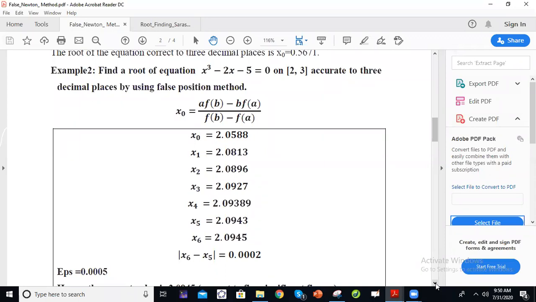Okay, anything to say? Any questions? Anybody have any question? Okay. Everyone try this up to 10:5. Find the root of this equation accurate to 3 decimal places by using false position method.